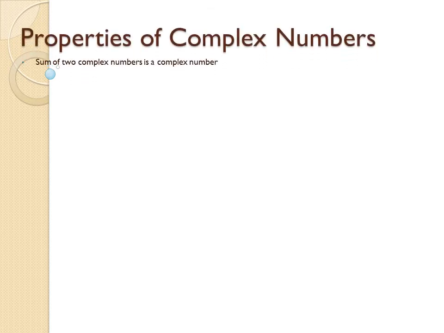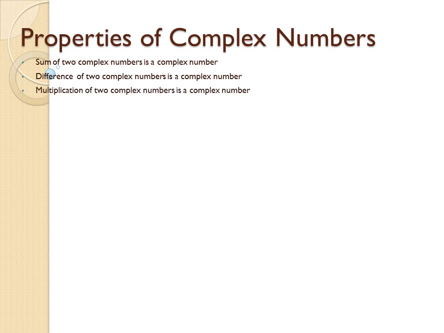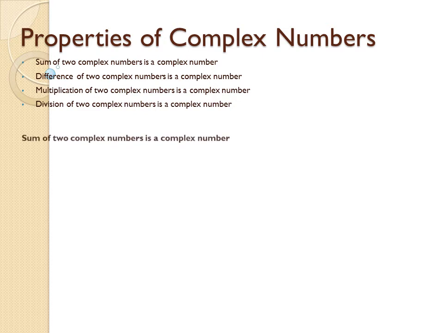Now we will go through some of the properties of complex numbers. First property, the sum of two complex numbers is a complex number, and we will define the difference of two complex numbers is a complex number. Next we will define multiplication of two complex numbers is a complex number, as well as division of two complex numbers is a complex number. So let's go to a short proof of these things.